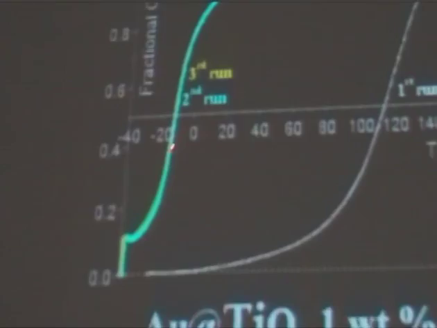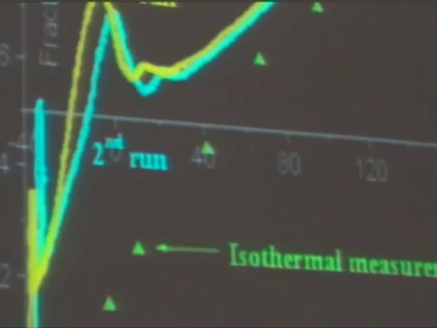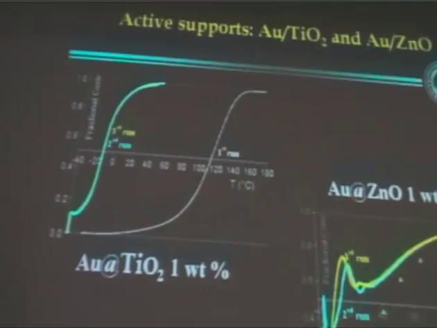Now let's have a look at the supposedly redox active supports. Titania, minus 10 centigrade. Zinc oxide has a very strange behavior, but if we do isothermal measurements, I don't want to go into detail here, these are the comparable measurements, then it's plus 50. So it's clear the support does have an effect on the gold, but it's certainly not correlated to the redox activity of the support. It must be correlated to something else.